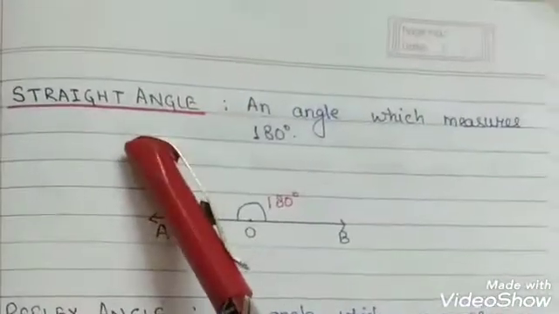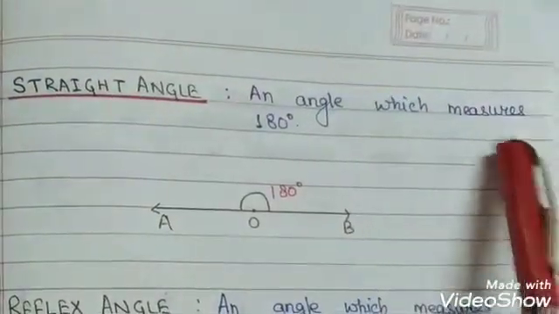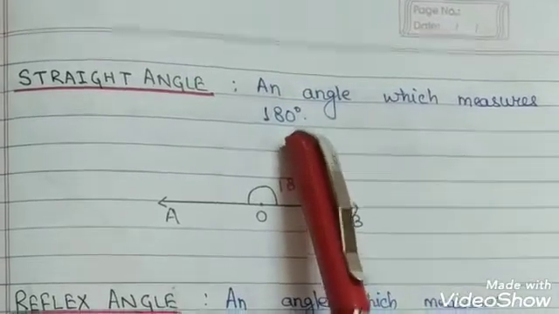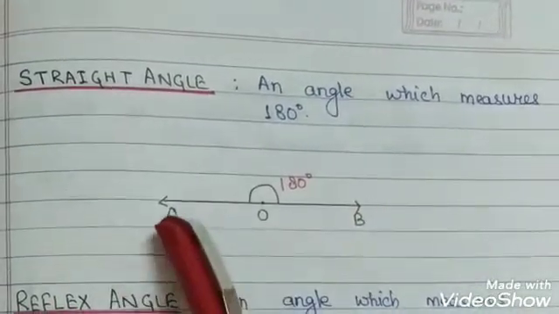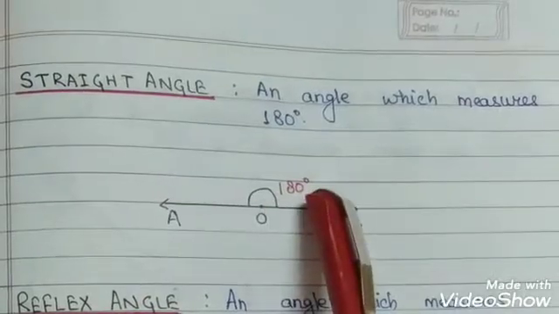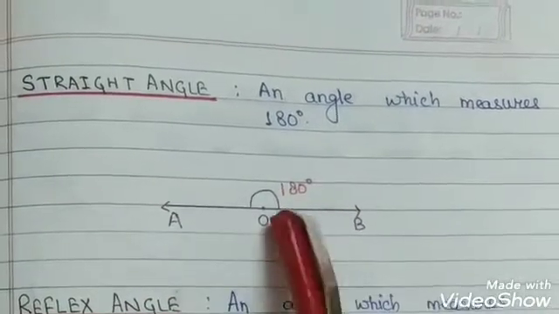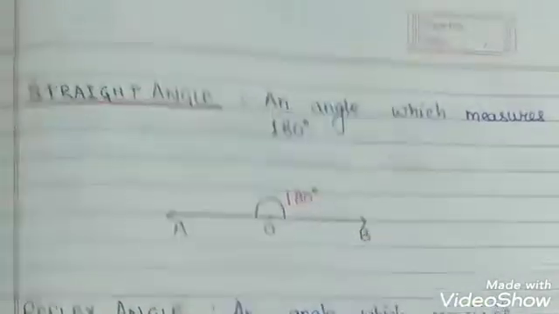Next is straight angle. An angle which measures exactly 180 degree is called a straight angle. Here angle AOB is 180 degree. This is the straight angle. Angle AOB is a straight angle.